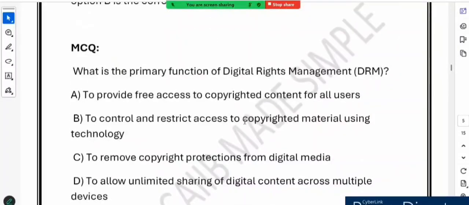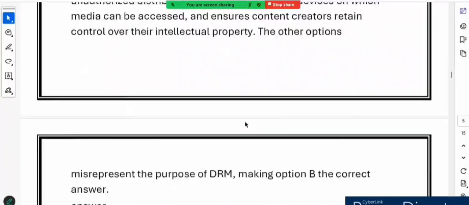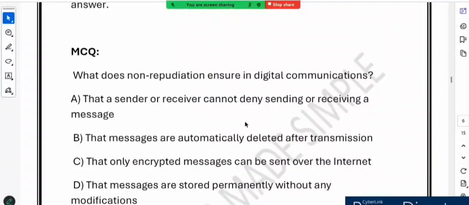Now let's see the next question. Let's skip this particular question. Let's see, what does non-repudiation ensure in digital communication? Very important question, friends. Option A, that a sender or receiver cannot deny sending or receiving a message. Option B, that messages are automatically deleted after transmission. Option C, that only encrypted messages can be sent over the internet. Option D, that messages are stored permanently without any modification.